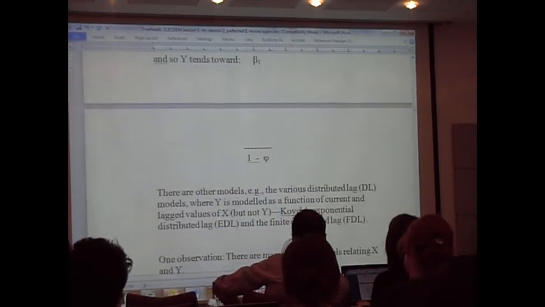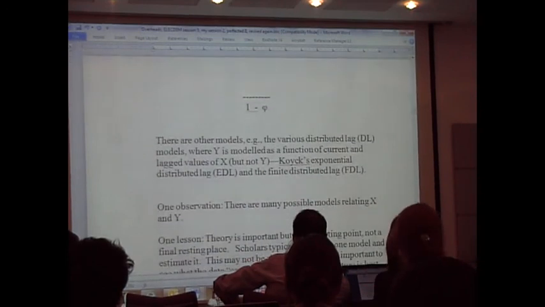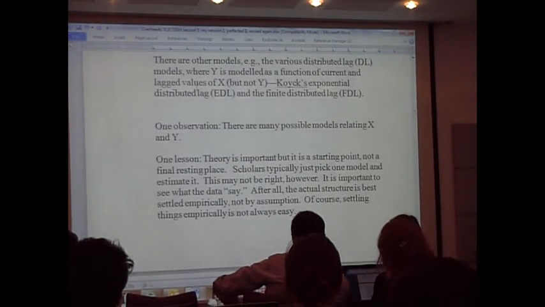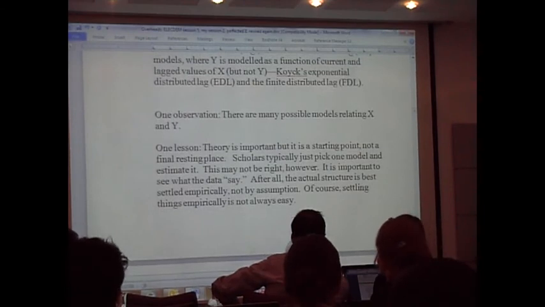There are a whole variety of other models that we could show you. You may be familiar with distributed lag models, where you're lagging x: xt, xt minus 1, xt minus 2, xt minus 3, with no y's. There's the Koyck model, which is an exponential distributed lag model, and there's the finite distributed lag, both of which are really quite common. I could show you those. This is a little tricky. In fact, Mark saw it and just said, don't show them that. So I'm not. I'm just telling you I could show you that. There's other things I could show you, too.